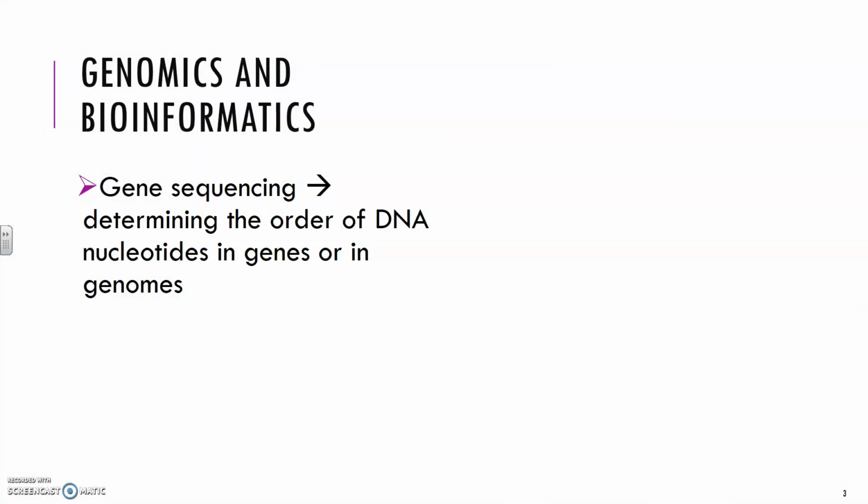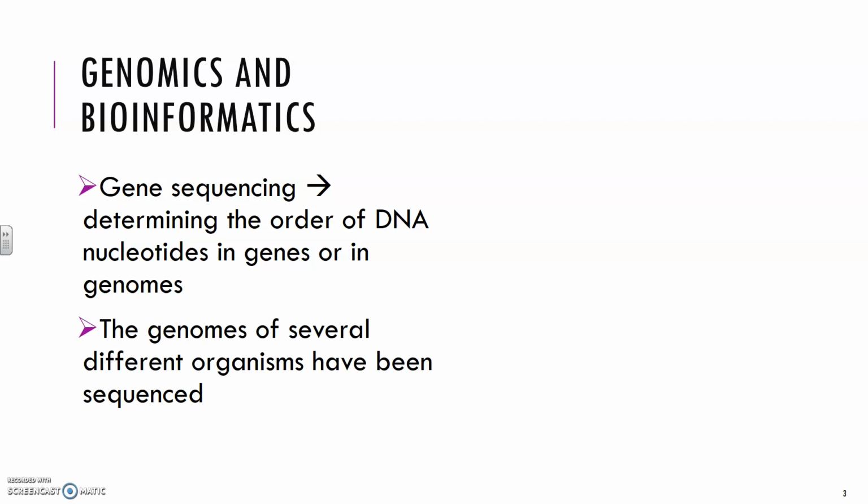So gene sequencing really is the whole thing that genomics is based on. So this is determining the order of DNA nucleotides in genes or in genomes. We're going to see in a couple chapters in the next semester why it's so important to know the order of these nucleotides. Okay, so if you know anything about coding, you've got all those zeros and ones, and they have to be in a specific order in order to get the code to work the way you want it to. And DNA is really the same kind of thing, except instead of just zeros and ones, you have 4 different options, A, C, T, or G.